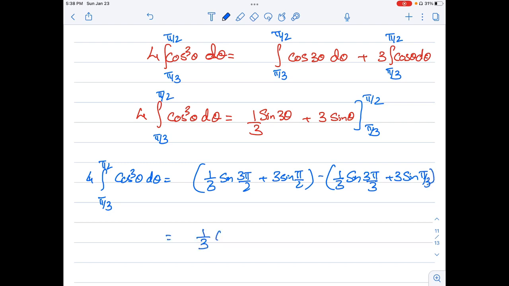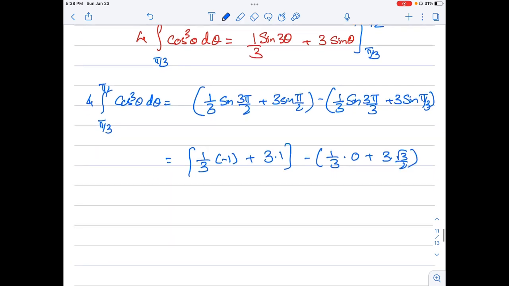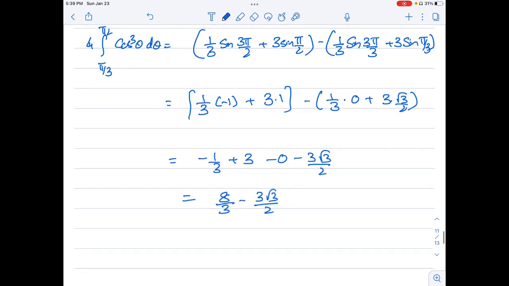So sin 3 pi by 2 is minus 1 plus sin pi by 2 is 1, then minus 1 upon 3 sin pi is 0, sin 3 pi by 3 is root 3 upon 2. So this becomes negative 1 upon 3 plus 3 minus 0 minus 3 root 3 by 2. So it becomes 8 upon 3 minus 3 root 3 upon 2. This is for 4. Remember it was 4 cos cube theta d theta.